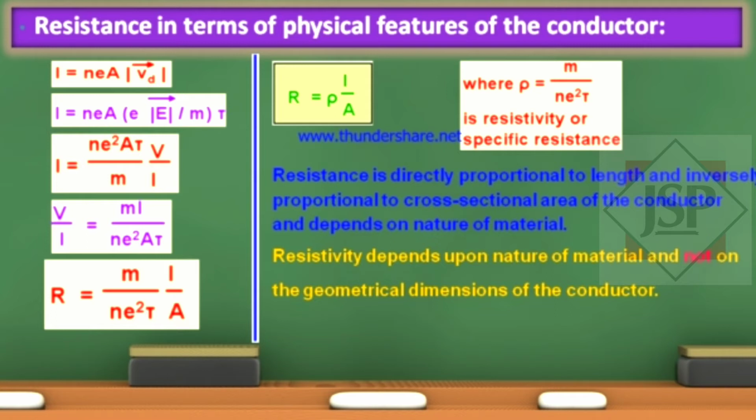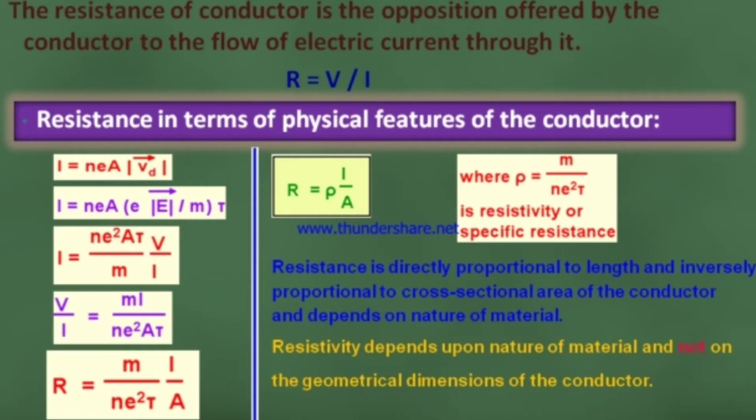Resistance is directly proportional to the length and inversely proportional to the cross-sectional area of the conductor and depends on the type of material. Resistivity depends upon the nature of the material and not on the geometrical dimensions of the conductor. There is an element introduced in the conductor that is called a resistor. A resistor is symbolically represented like this, and in a circuit diagram it is also denoted like this. What is a resistor?